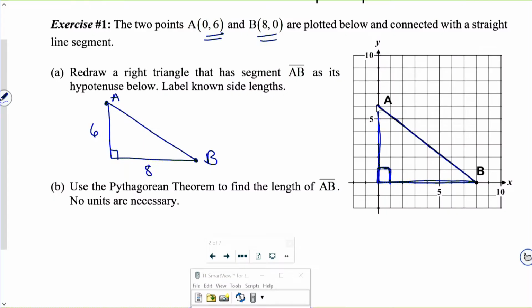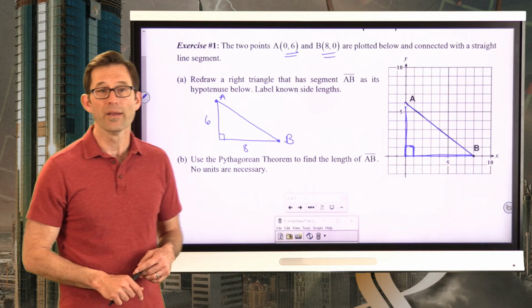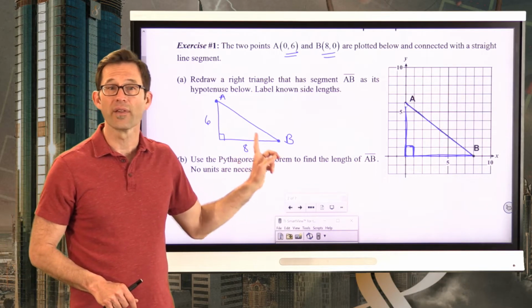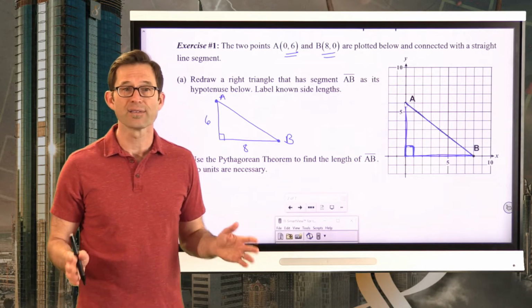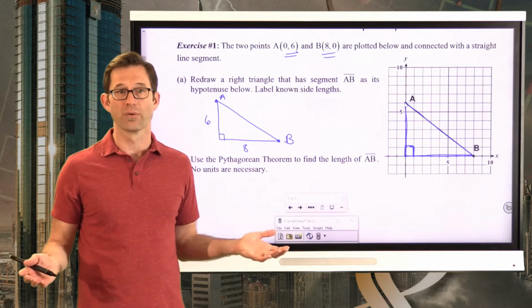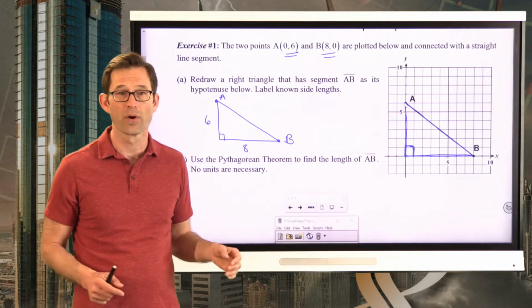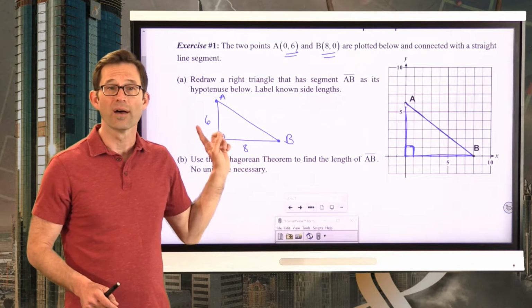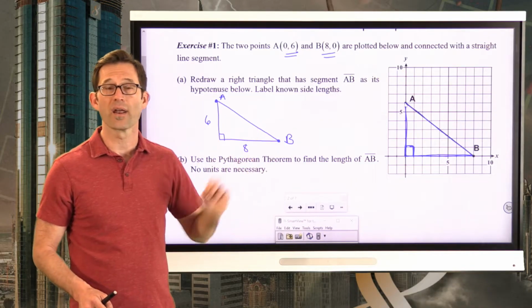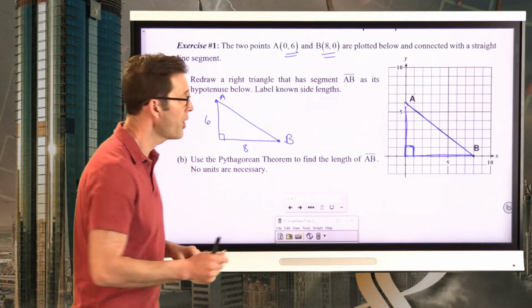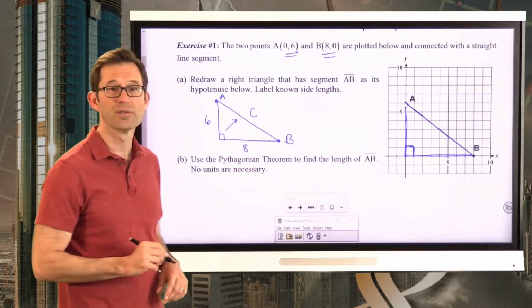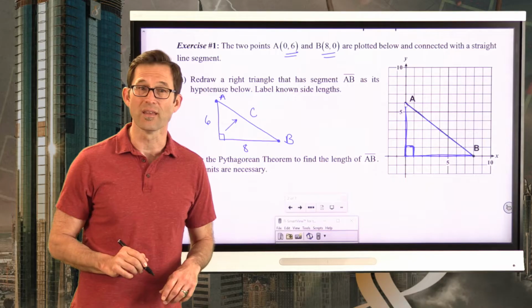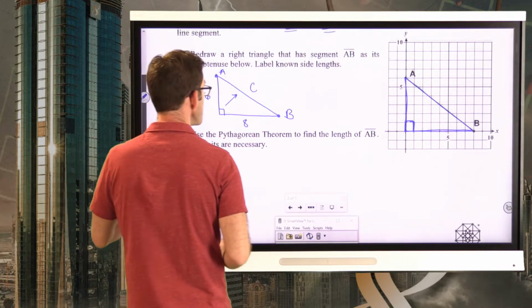Let's take a look at letter B. Use the Pythagorean Theorem to find the length of AB. No units are necessary. So in other words, I need to find the length of AB, and I claim I can do it using the Pythagorean Theorem. Now, after the last 3 lessons, you're probably like, of course you can use the Pythagorean Theorem. I've got a right triangle. I've got 2 sides that I know, a side that I don't know, and specifically, the one that I don't know is the hypotenuse. I don't know C.